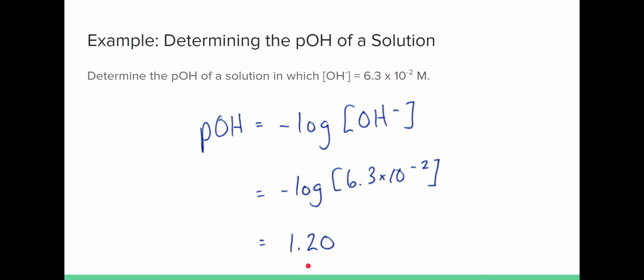That means that this solution is very alkaline, not very acidic. Acidic substances have very high pOH values. It's the opposite of the pH scale.